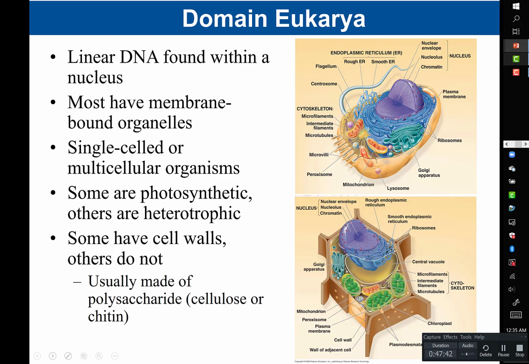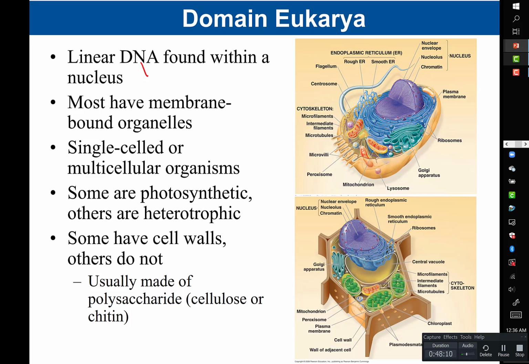Now, when we get into domain Eukarya, again, the cells are made up of eukaryotic cells. So they have linear DNA. So again, long strands of DNA that are found within a nucleus. They're within a membrane. Most cells in domain Eukarya also have membrane-bound organelles.